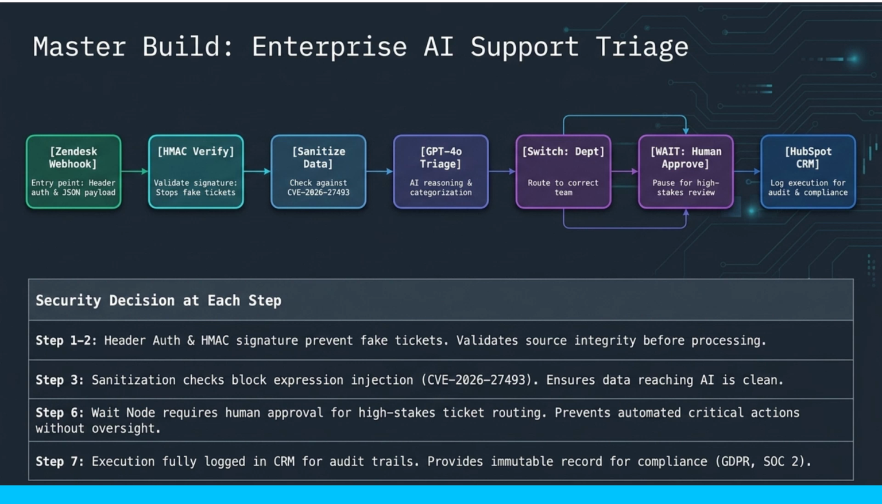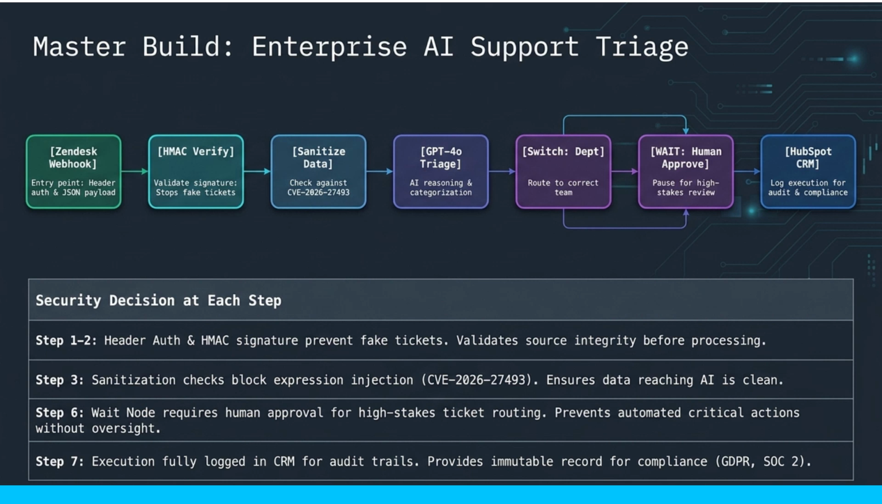Step 2. HMAC verification. A code node mathematically proves the request came from Zendesk and was not tampered with in transit. Step 3. Sanitization. An if node checks for expression injection patterns before any data reaches the AI. This directly addresses CVE-2026-27493.